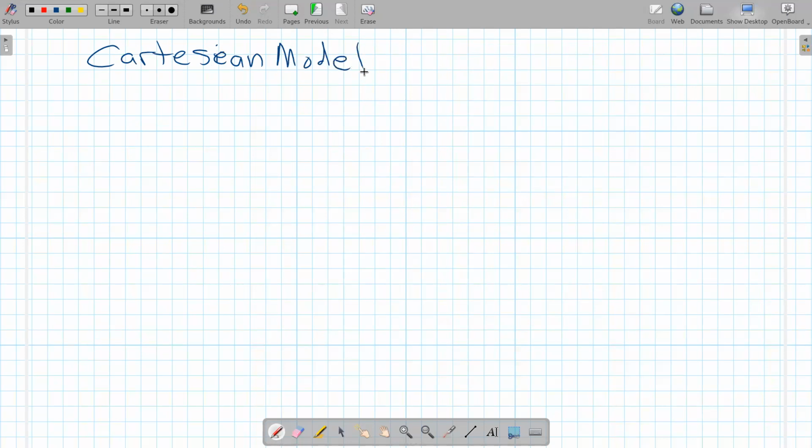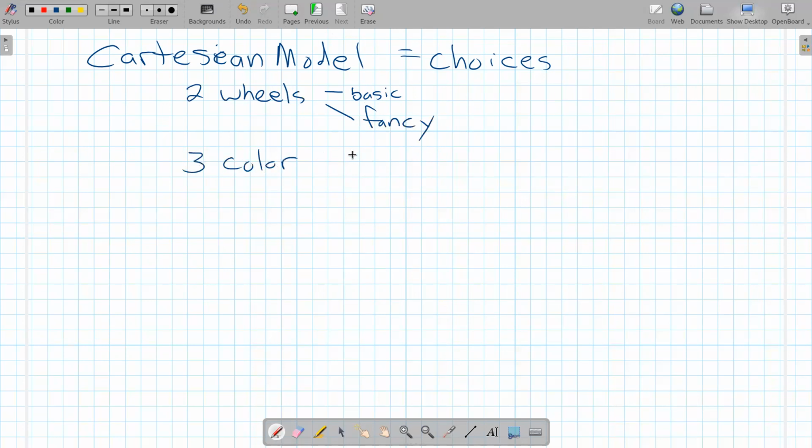And the Cartesian model is kind of about choices, is the way I think about it. So perhaps I want to buy a car, and the car has 2 choices for the type of wheels. So 2 types of wheels. Right? I can either get the basic ones, or I can get these fancy rims on the car. And then I have 3 choices for color for this car, right? I could get a red car, or a blue car, or a white car.